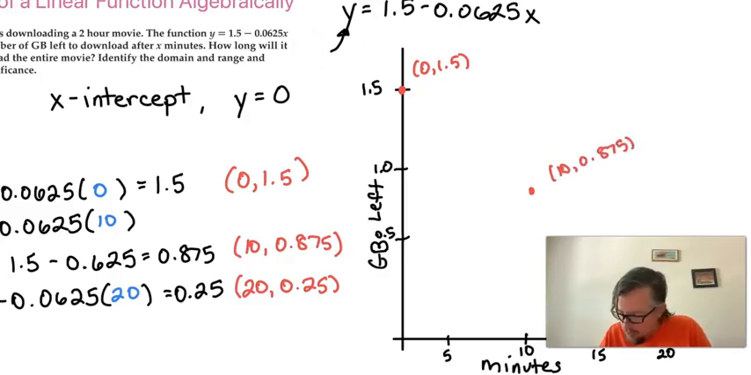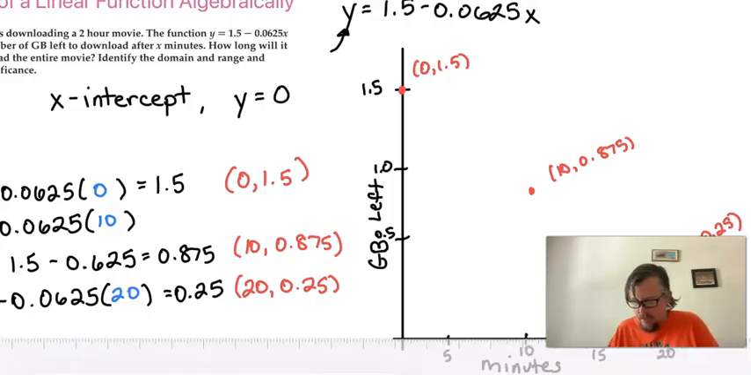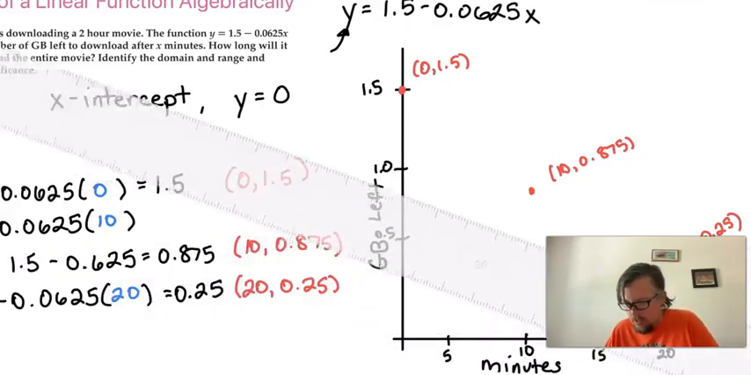And then 20 and 0.25, so it's just going to be barely above the 20. At 20, you know what, 0.25 would be closer to the middle here, in between 0 and 0.5, wouldn't it? 20 and 0.25. Okay, so let's go ahead and connect our dots. Seems like a good idea to get our line here.